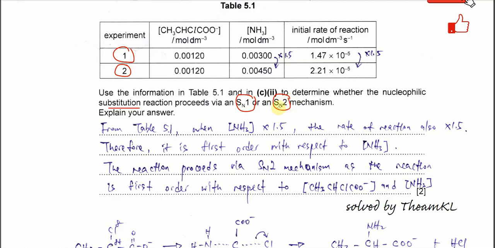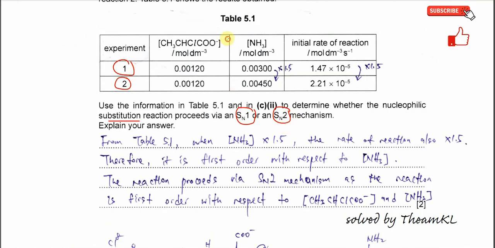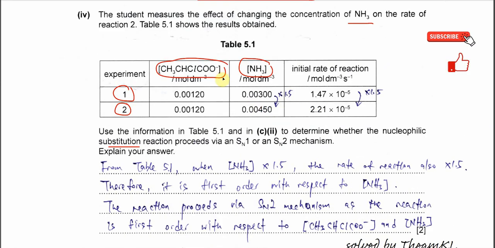SN2 is a reaction mechanism that depends on two concentrations, meaning if the reaction has two reactants, the rate will be affected by the concentration of both reactants. So SN1 just depends on one concentration, while SN2 depends on two concentrations, from the two reactants. Now, from here, first you need to compare to get the order of this ammonia.